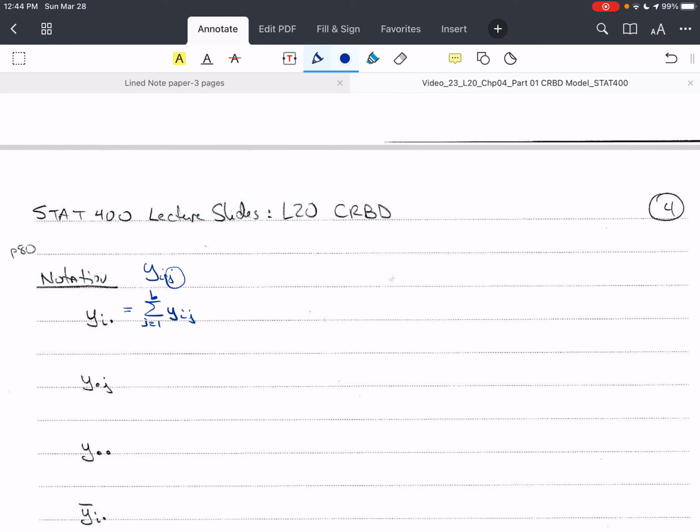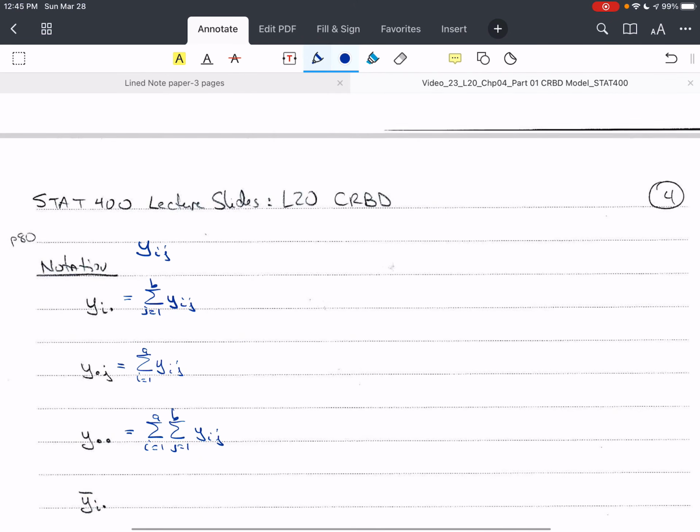Now, y dot j means that we've summed over i, which is the first index, and we have a dot. That means we summed over that. This is the sum from i equals 1 to a of yij. We're just summing over the y. And then y dot dot means that we've summed over both. We've summed over i equals 1 to a and j equals 1 to b of yij.